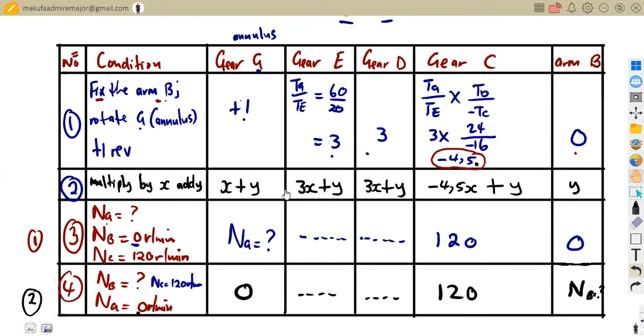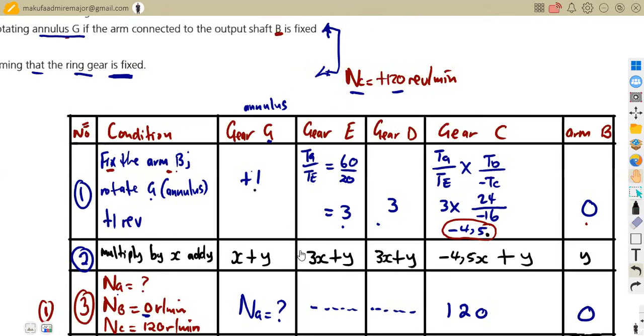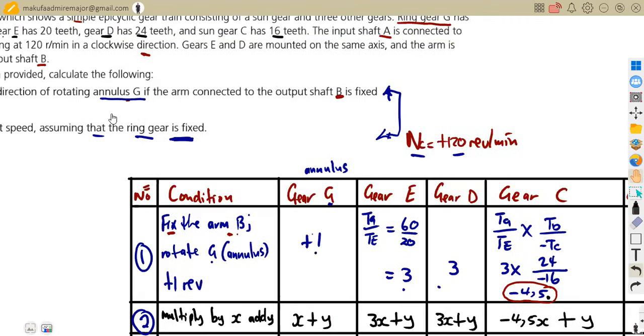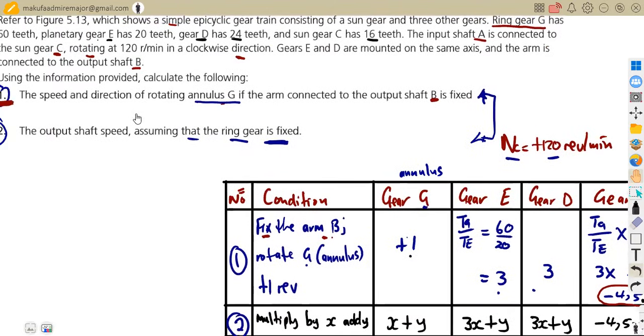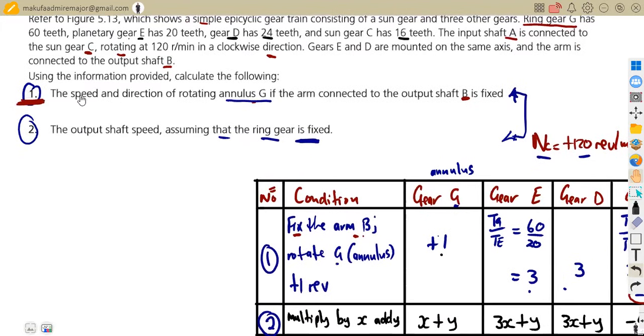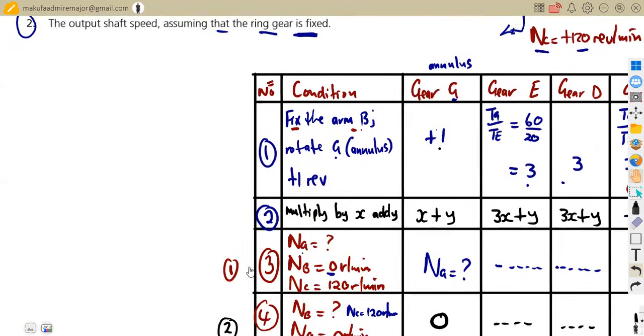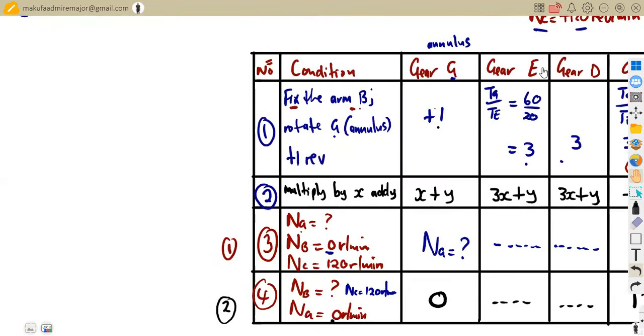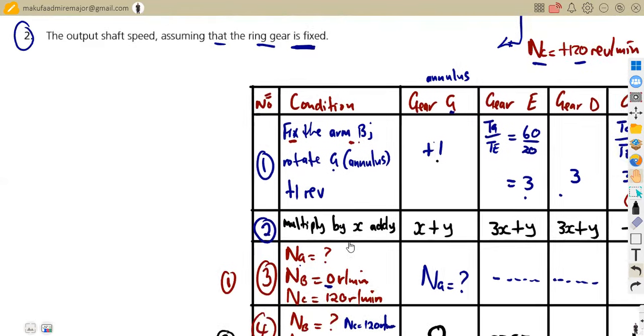I said there are two questions here. These are the questions that are given here. The first one: we are supposed to calculate the speed and direction of the annulus G, whilst the output shaft is fixed. So this is the condition that we used here. But C, we already have its information. That is why we have to include it.